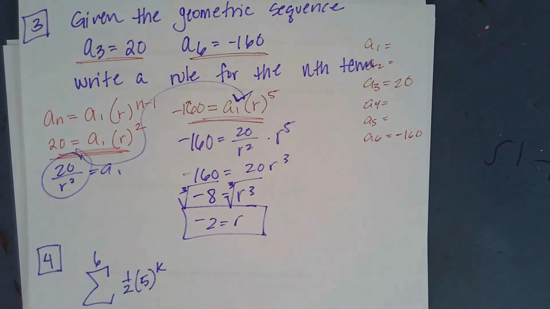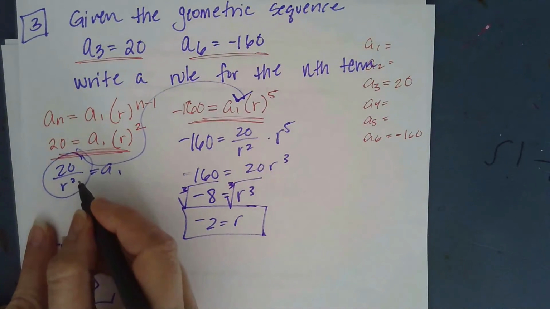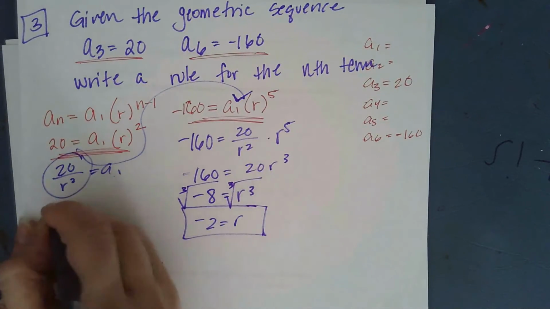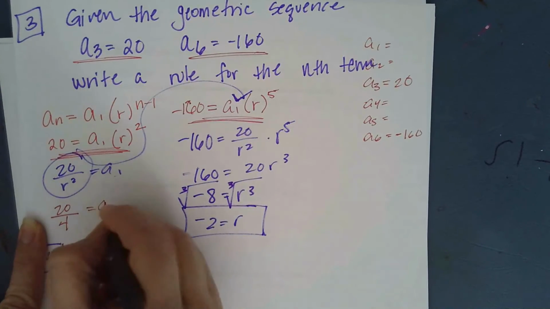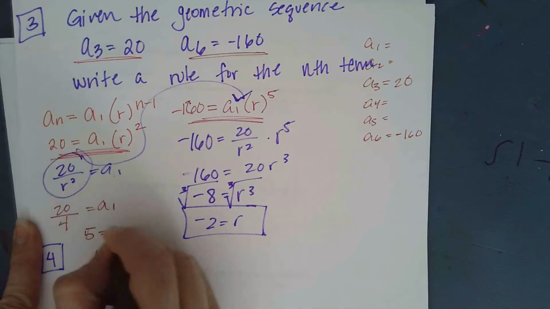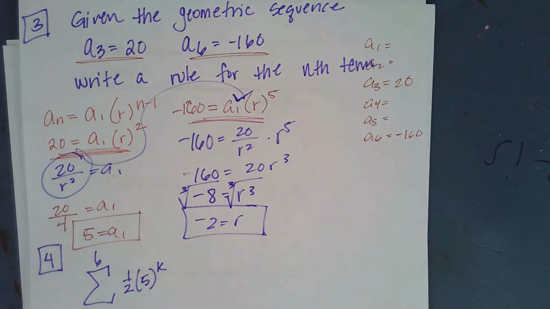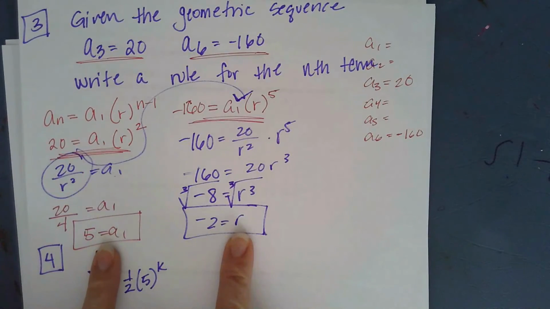All right, so that was important. We figured out our r value. Well, now all we have to do is plug in r. Let's go back to here and solve for our a sub 1. So 20 divided by negative 2 squared is 4. That means a sub 1 is 5. Now we have the two pieces of the puzzle that we need.